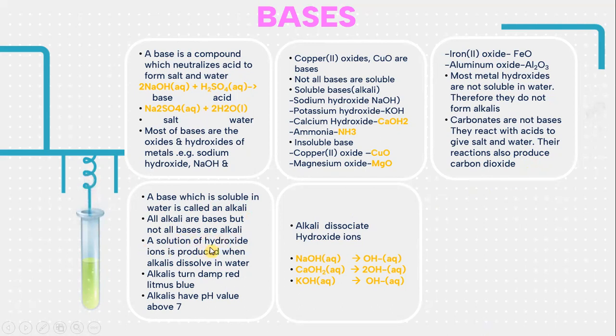A solution of hydroxide ions is produced when an alkali dissolves in water. Alkalis turn red litmus blue. Alkalis have a pH value above 7. Alkalis dissociate to give hydroxide ions. So these are examples of alkalis: NaOH to form OH-, Ca(OH)2 to form 2OH-, KOH to form OH-.